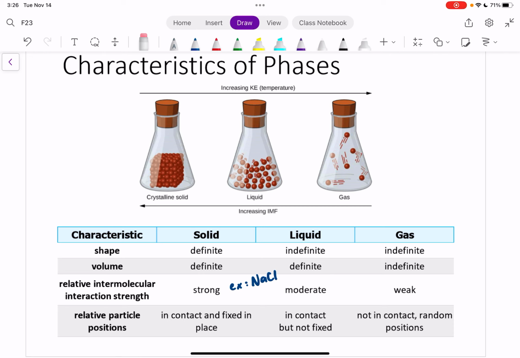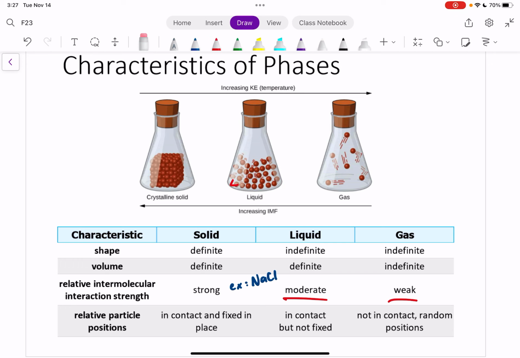Whereas liquids, they're still somewhat strong, but they're more moderate, okay? They're definitely not as weak as for a gas, and we'll talk about why gases have weak intermolecular interactions. But for liquids, they're kind of right in the middle, between solid and gas. They're still attracted to each other, but they can move around and slide past each other and change position in a way that these just won't in the solid state.